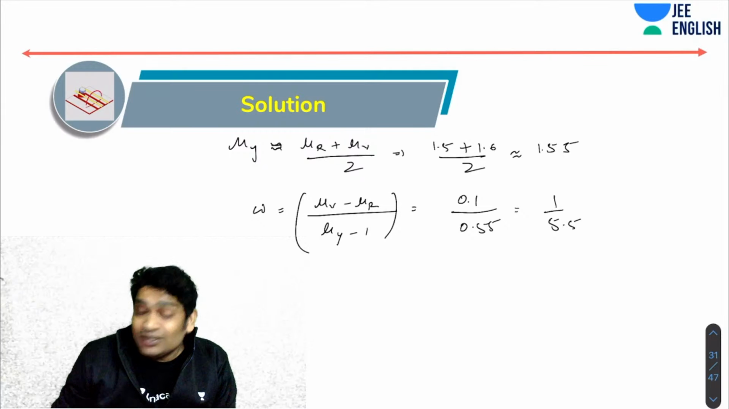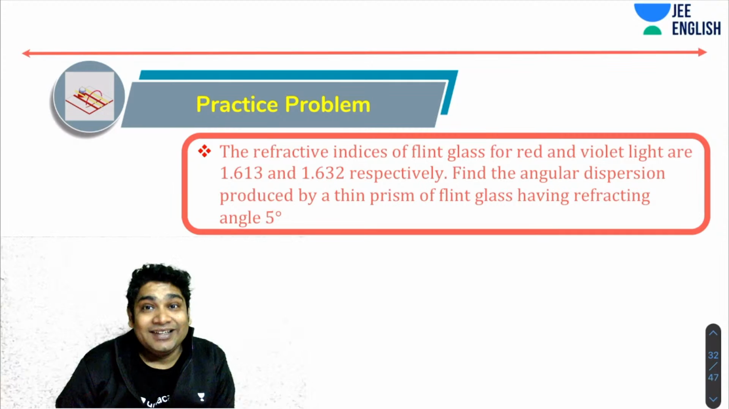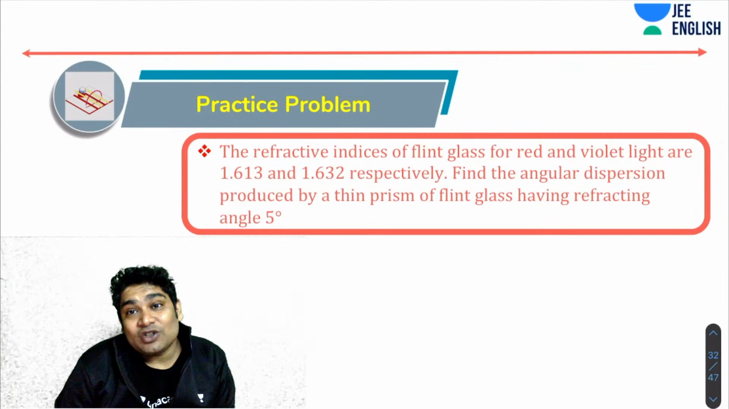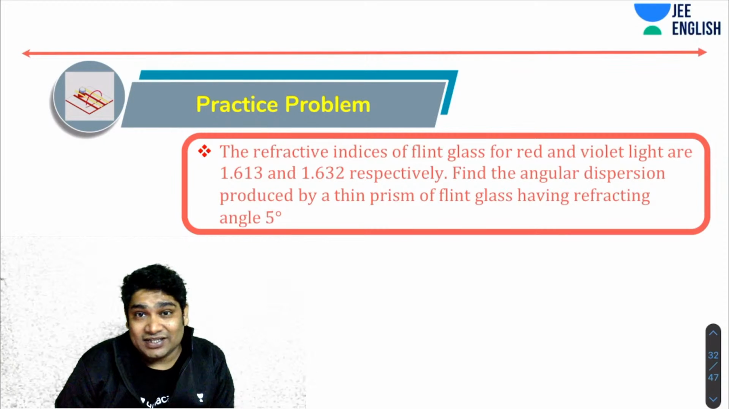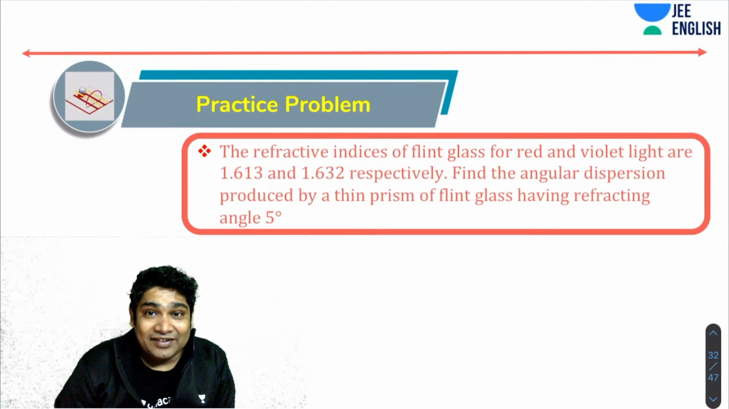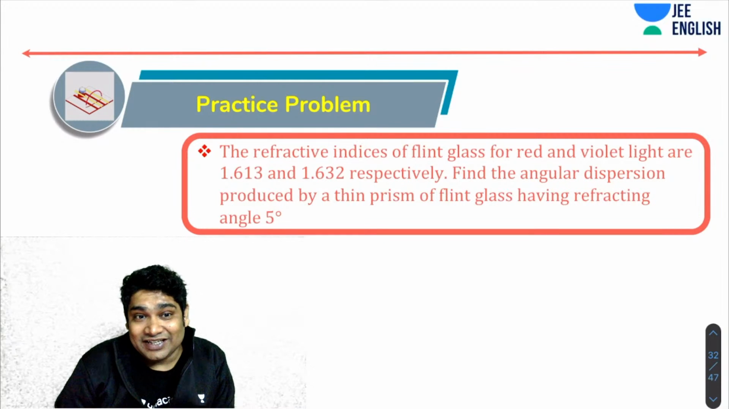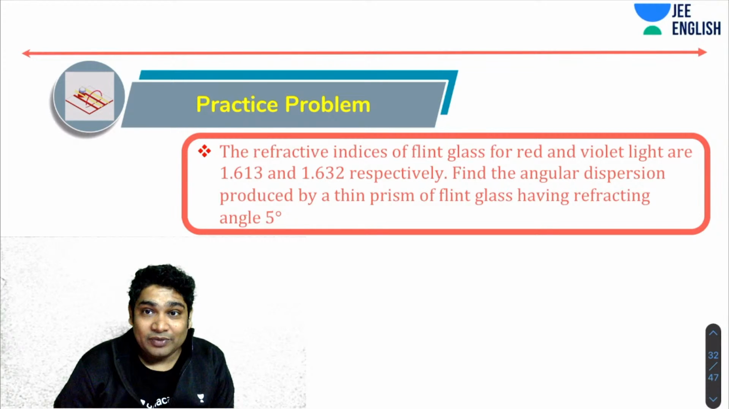All right, let's move on to the next question. Try one more, let's see how much you guys have been following. This says that the refractive indexes of a flint glass for red and violet light are 1.613 and 1.632 respectively. What is the angular dispersion produced by a thin prism of the flint glass having angle of prism as 5 degrees?